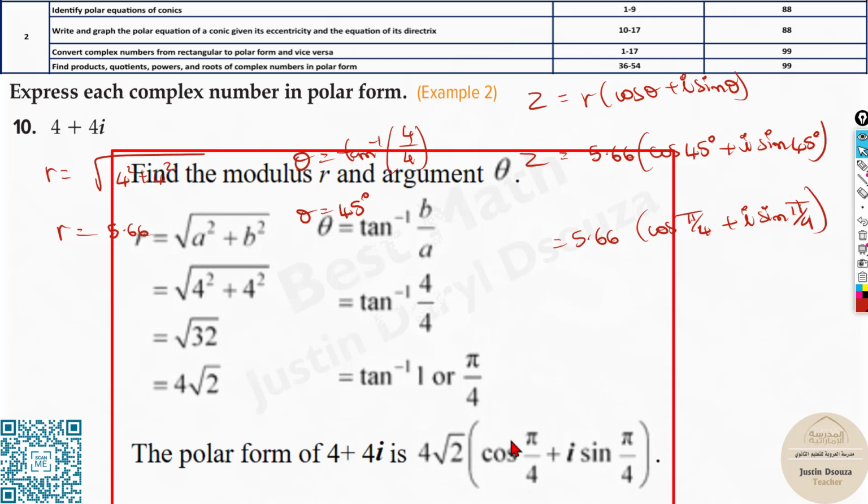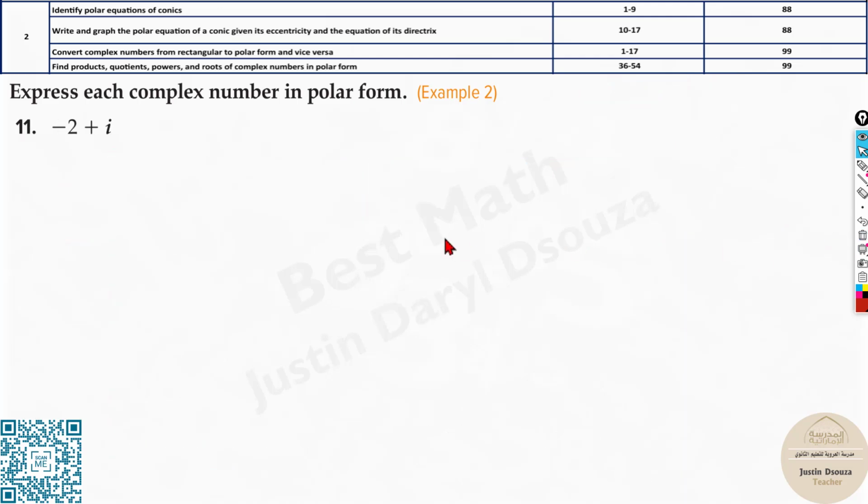Let's see what's the answer. Here it's in radian form. But even this is absolutely correct. Don't worry. And they have taken the exact values. It's up to you. 5.66 is the same as 4 root 2, so that is fine. Generally, nothing happens over here. But especially when you convert to polar form, they write it in radians rather than degrees.